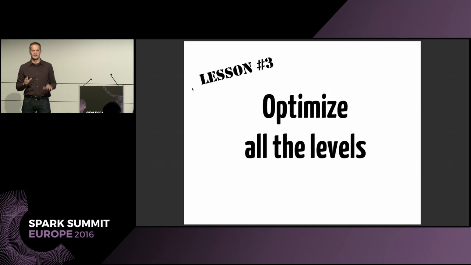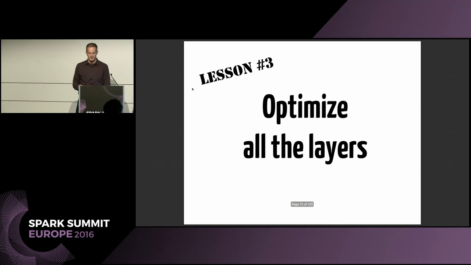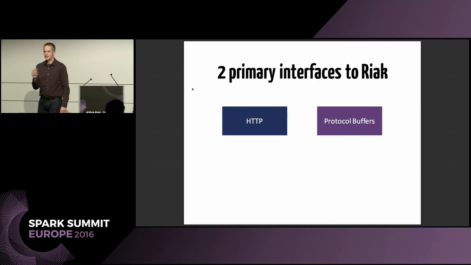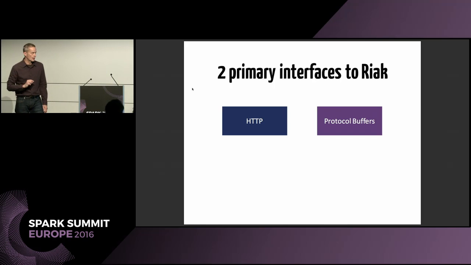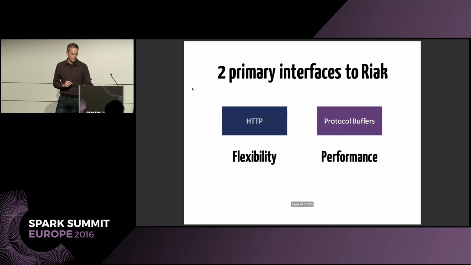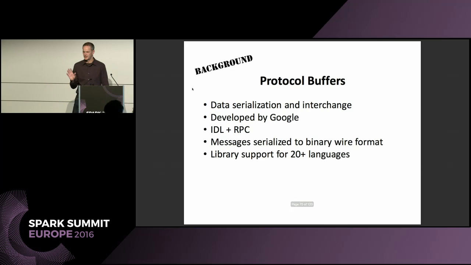The third lesson: so now we've gotten the data over, we've gotten it up, but we thought about how am I going to do this as efficiently as possible? So that's the idea of I'm going to optimize all the layers, right? In particular, let's think about the transport layer. A lot of the libraries that we all use in Spark and NoSQL land often will have at least these 2 interfaces, right? You'll have an HTTP interface, and you'll have some binary, in this case, protocol buffer interface. One oriented towards performance, one oriented towards flexibility, right? Not unusual.